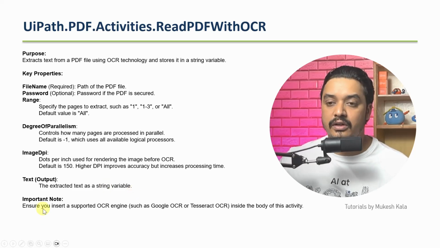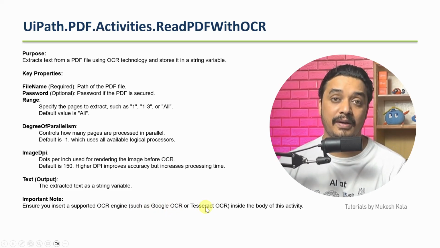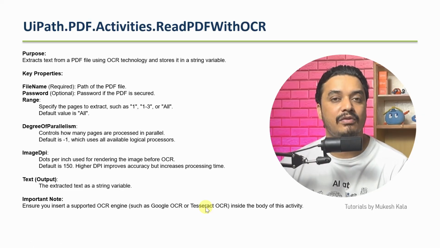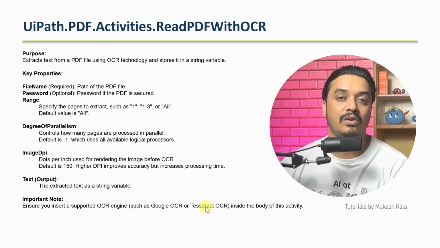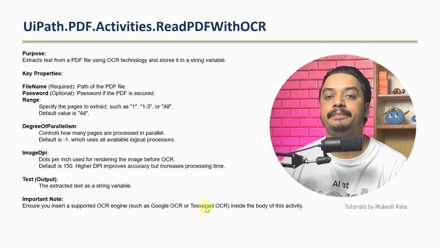Now there's an important note, ensure that the supported OCR engine is available. Tesseract we have used, you can try with Google or you can also try with UiPath, right? You have to just get the API key from the cloud account and you can utilize the UiPath OCR as well. And by the way, you can also get your own OCR engine from outside. Example is ABBYY. Okay. Cool.